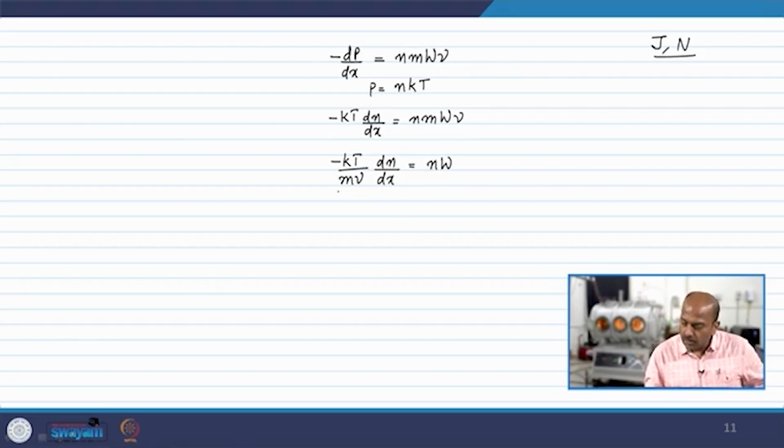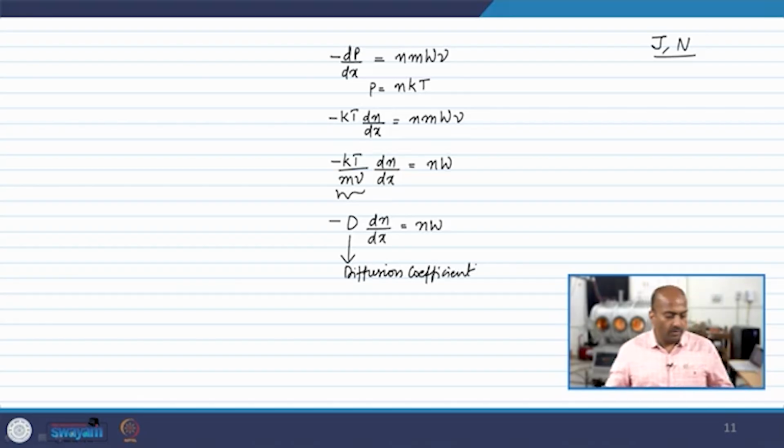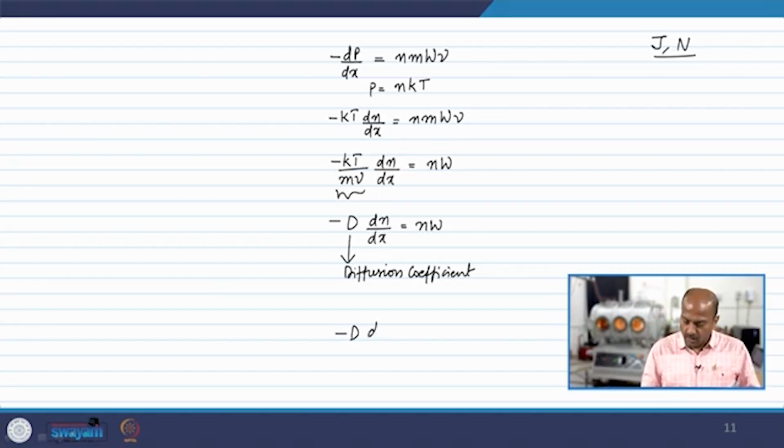So, the factor kT by m nu is written as capital D, and D dN by dx is N W, where D is called the diffusion coefficient. So far, this seems to be valid, right. So, let us say we write it as D times dN by dx is equal to N W. This is a valid relation.